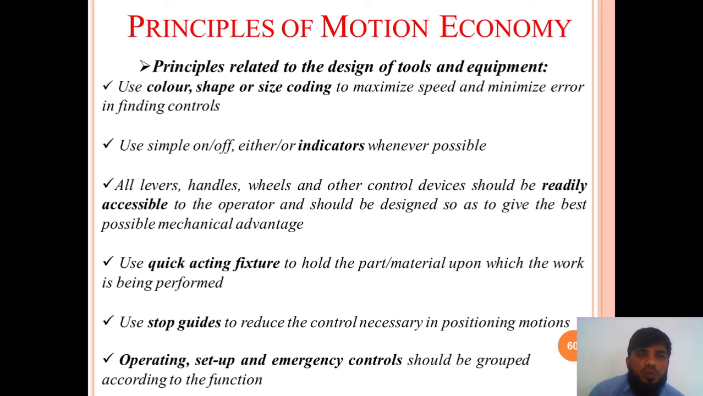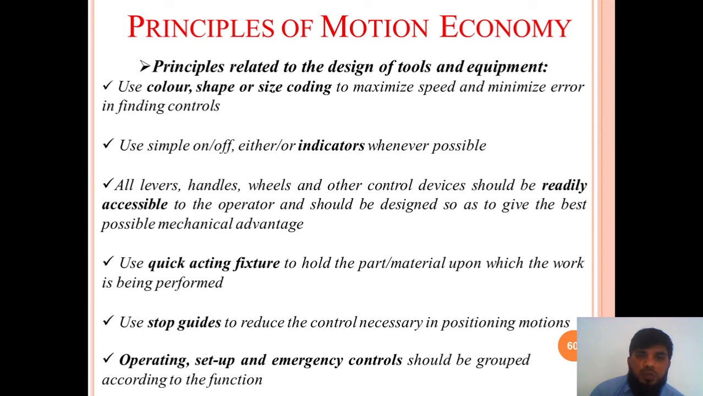For tools and equipment, what we generally do is use colors, shapes and size codes to maximize speed and minimize error. Use simple on, off, either-or indicators wherever possible for tools and equipment. For example, if you have an automated machine, how are you going to indicate its state? See your water motors. If it is on, it shows a green button. If it is off, it shows a red button. So you can use that.